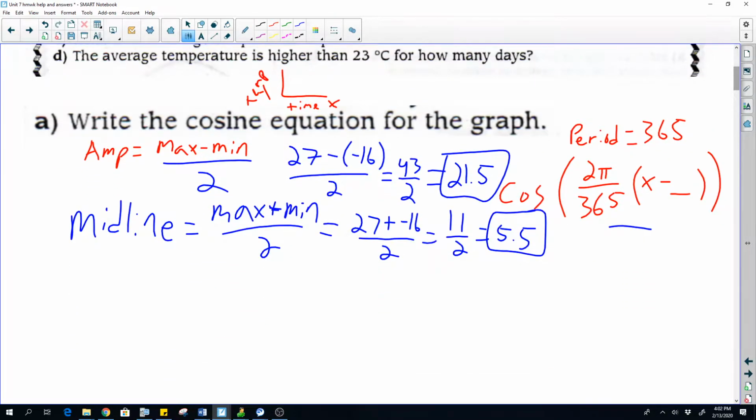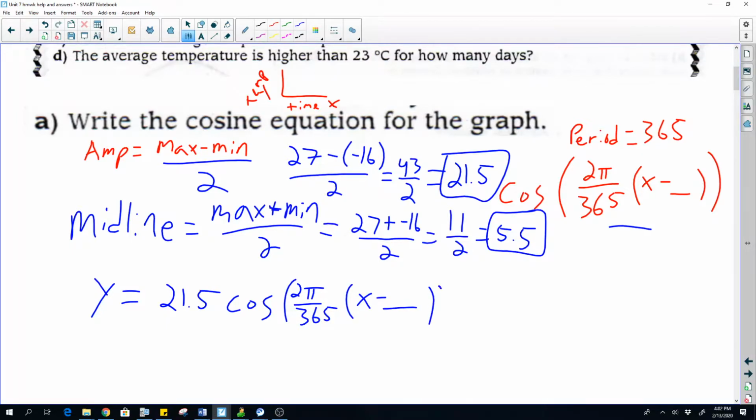So now we'll start to put it together. Our equation for part A, this is on your guided notes, is going to be y equals the amplitude, which is 21.5, and then cosine, and then our period, which is 2 pi over our total number of days, our time period, which is 365 days. But then we're going to have to do x minus a phase shift, and we'll talk about that in a second.